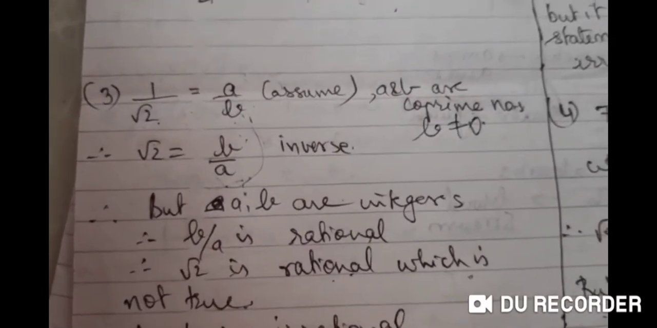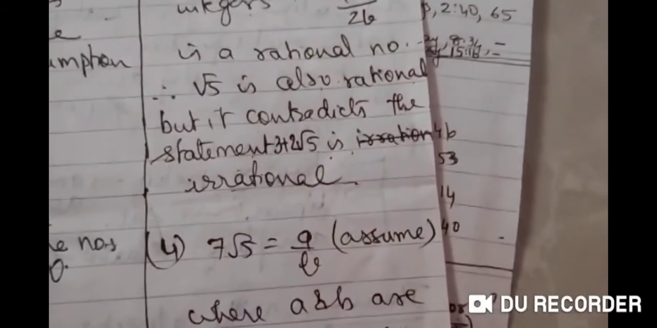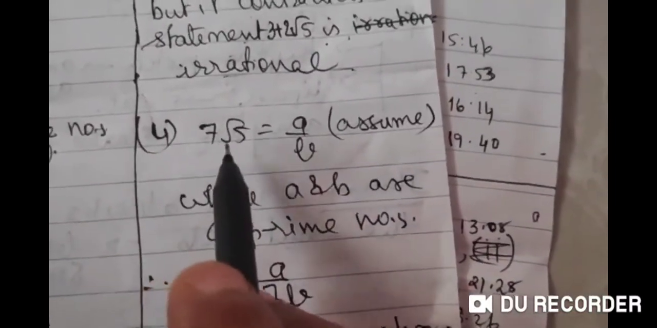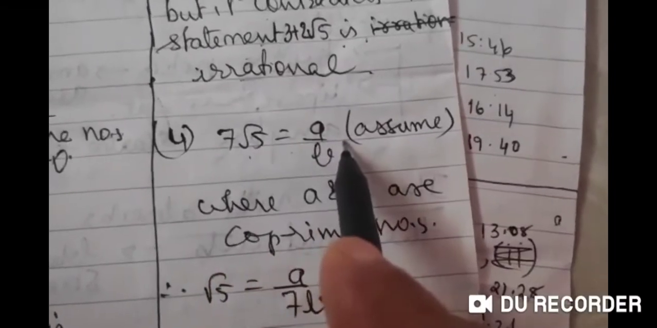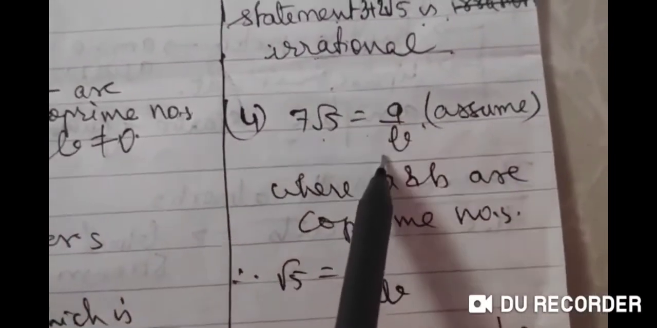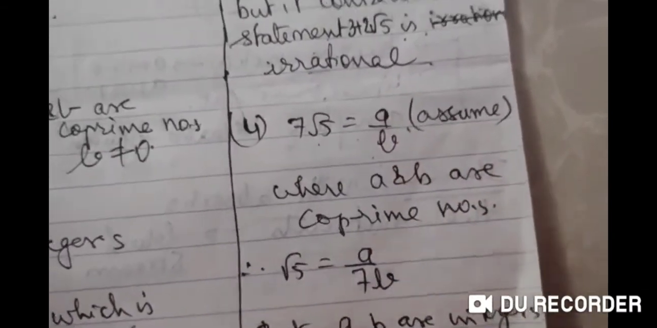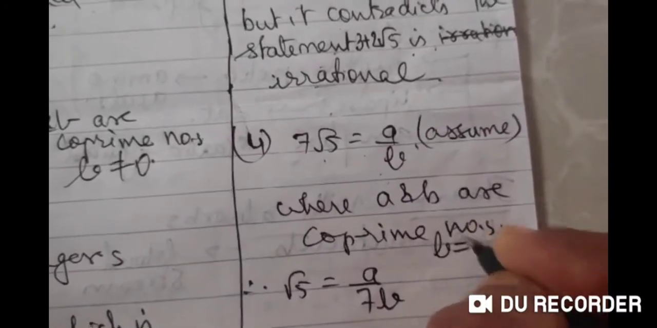Clear? Next sum. In the third question, the second part is 7 root 5. You have to prove that it is irrational. So here again, what will you do? 7 root 5, you are assuming it to be a rational number a upon b. If it is rational, you can express it as a upon b. So this is an assumption, and a and b are such that they are co-prime and b is not equal to 0.